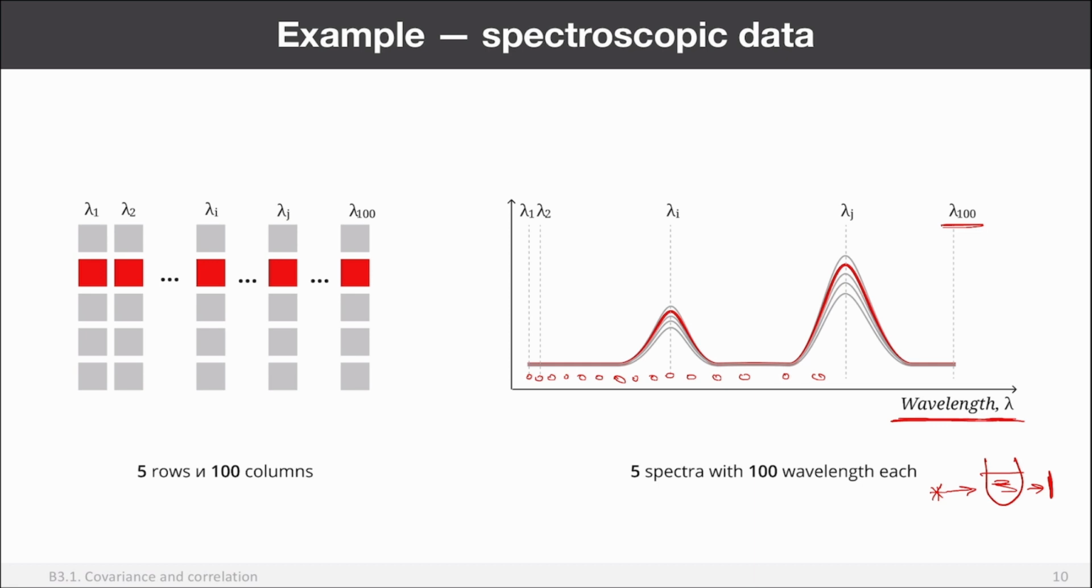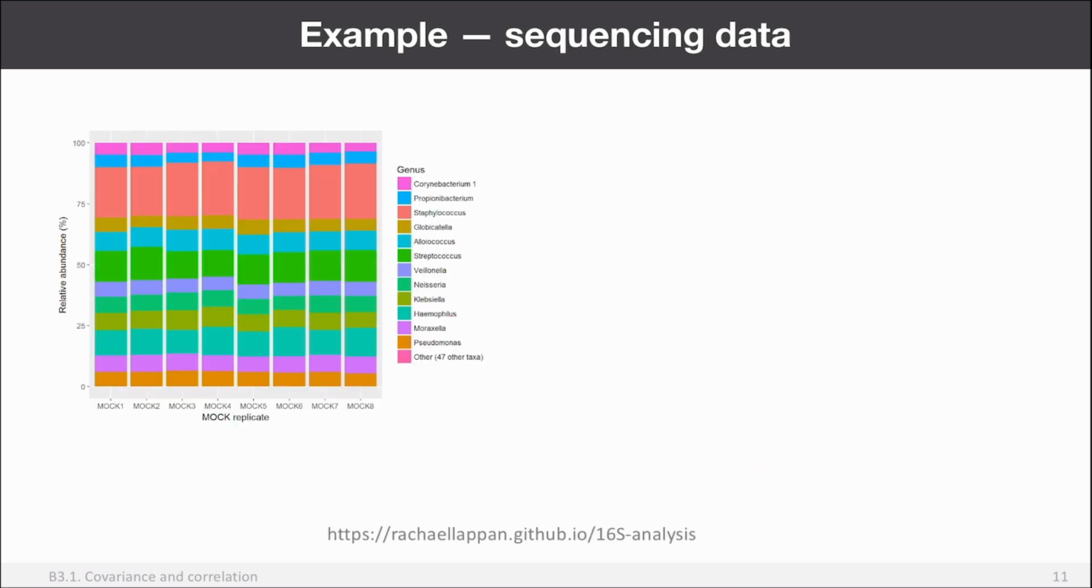In this case, you can see that the columns are the wave numbers, so wavelengths in this case, and the rows are your individual substances that you made the measurements for, and then inside you will have the absorbance values. Okay, so this is spectroscopic data. So every row is an individual spectrum, and then every column is the absorbance of light at these particular wavelengths taken for different individuals.